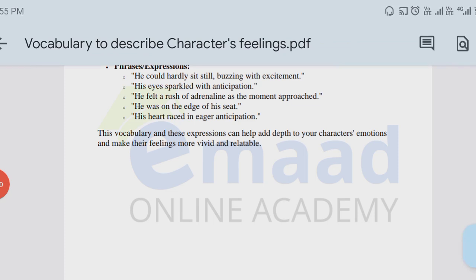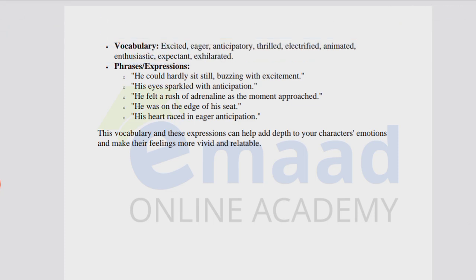So this vocabulary and these expressions can help add depth to your character's emotions and make their feelings more vivid and relatable. When you are writing your own story, even then in your writing paper, you can use these words to describe the feelings of your characters.